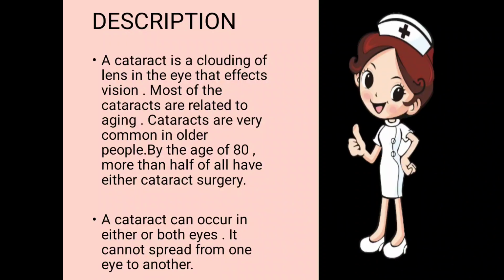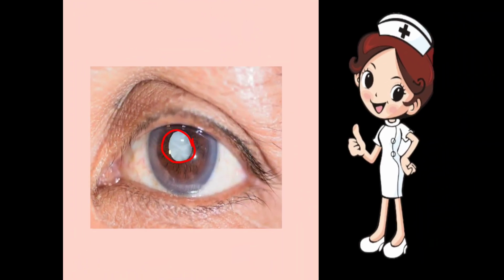Next, a cataract can occur in either or both eyes. It cannot spread from one eye to the other eye. Cataract can occur in one eye or both eyes, at the same time or at different times. Sometimes a cataract occurs in one eye and it takes 4 to 5 years to develop in the other eye. Sometimes it develops at the same time in both eyes, and it cannot spread from one eye to the other because it is non-infectious. So this one is the cataract, as it is easily seen because it is a mature cataract.